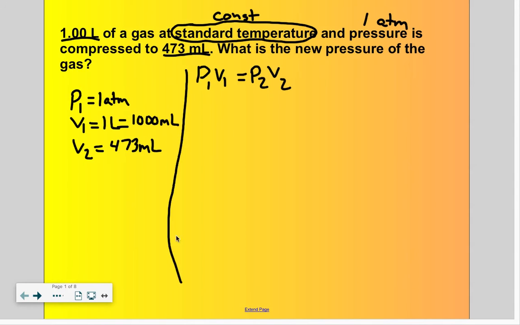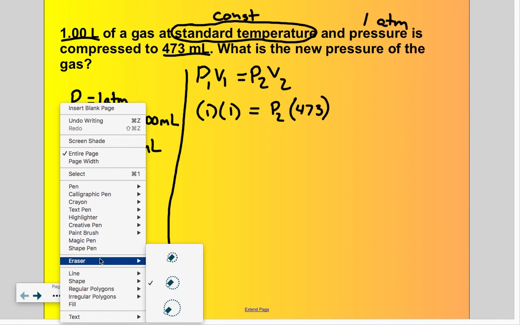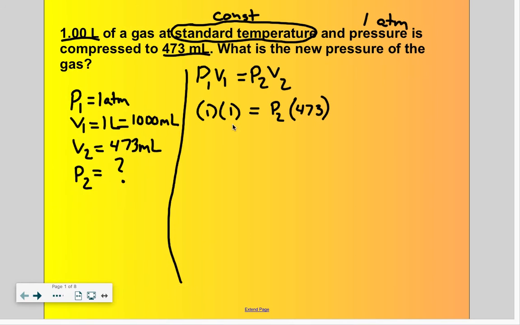All right. And the last one then, we would ultimately need to have P2, and it says what is the new pressure, so that is our question mark. Alright, so let's plug in our stuff. P1 is 1, V1 is 1, that doesn't happen often, P2 is our unknown, and V2 is 473. Hopefully some of you noticed that I made a mistake, and I put in 1 for my volume when we know it's not 1 anymore. So I'll go ahead and erase both of these, and I'm going to redo that.